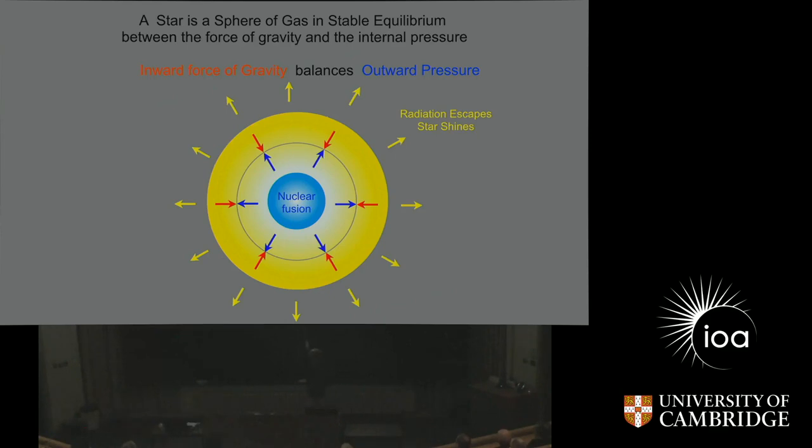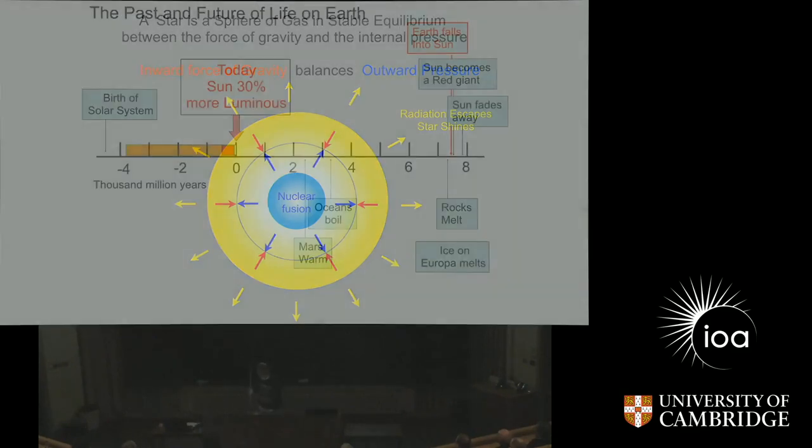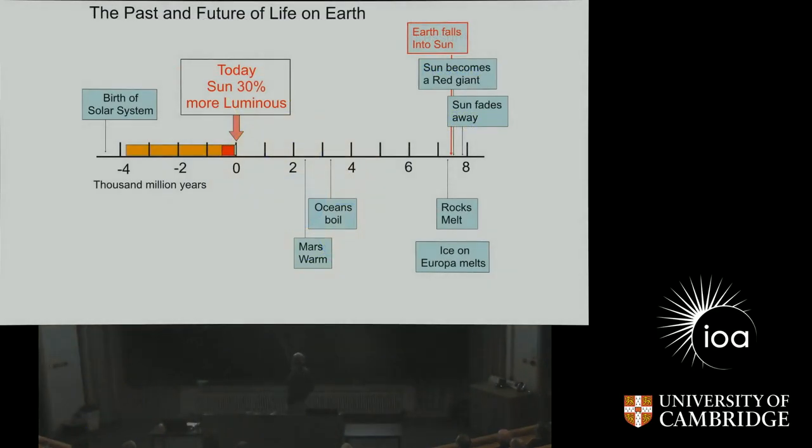Already, the density is increasing in the center of the sun due to hydrogen being converted into helium, and we are already at the point where, for that reason, the sun is about 30% more luminous than it was when it was first formed. It was first formed round about here, the birth of the solar system. This is where we are today, and that process will go on.